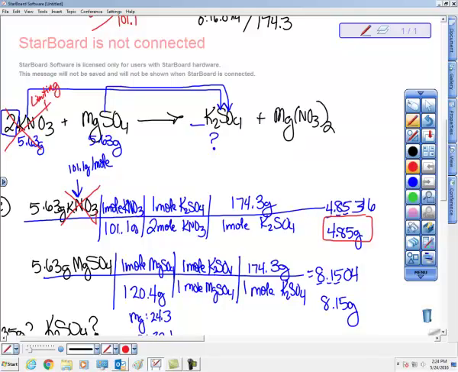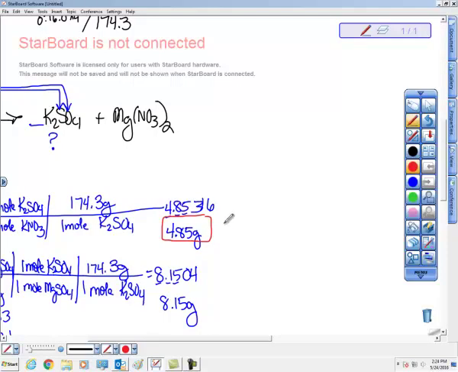Limiting reagent. That means that the other reactant was in excess. We had more than what we needed. We used some of him, but we did not use all of him. This also means that the 4.85 is the maximum you can make. All right, this is the max you can make. That is sometimes called your theoretical yield. This is how much we should have made in theory.